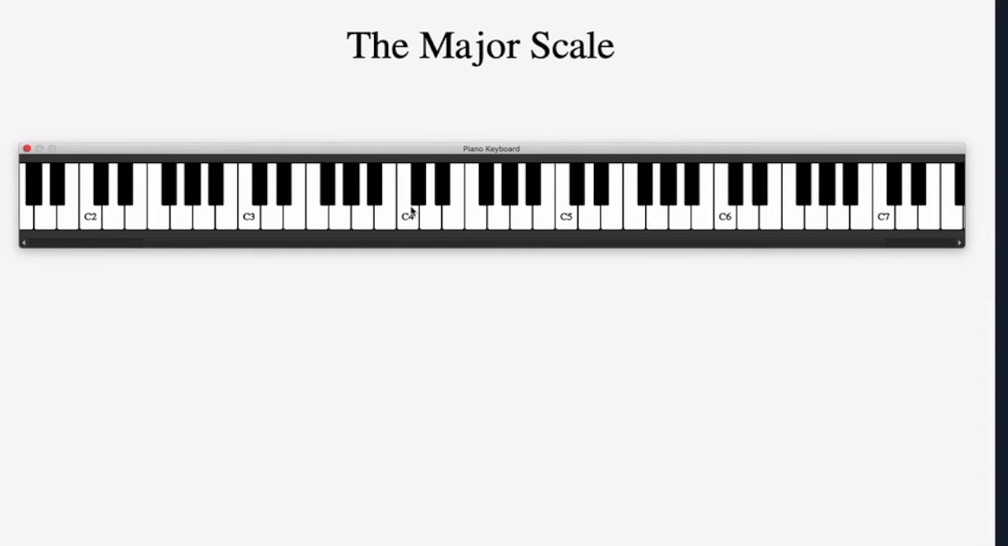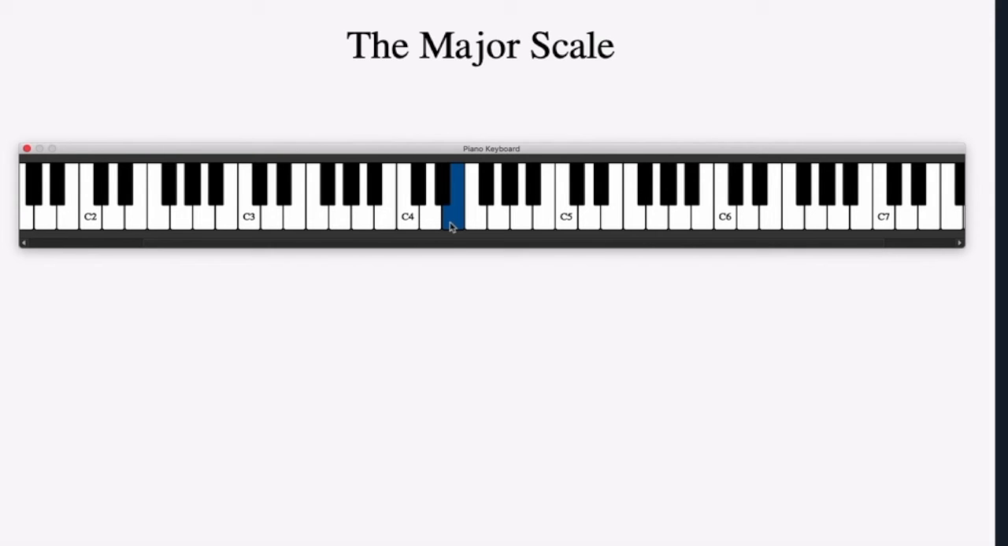Now, the distance of a whole step is when we skip the very next key on the piano and go instead to the following one. Here's what I mean. From C, skipping C sharp, going straight to D, is the distance of a whole step. From D, again skipping E flat or D sharp to the next white key, a whole step.